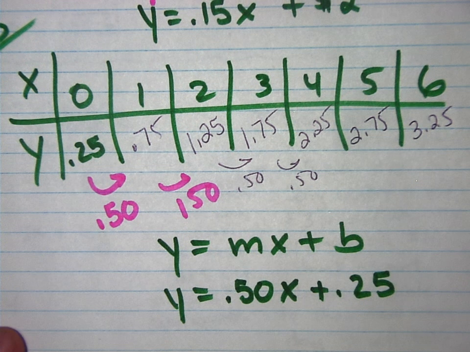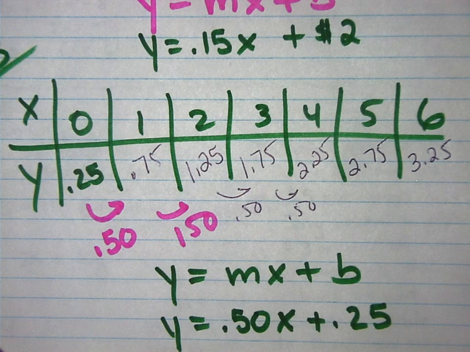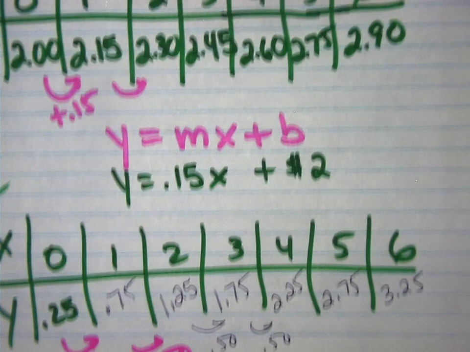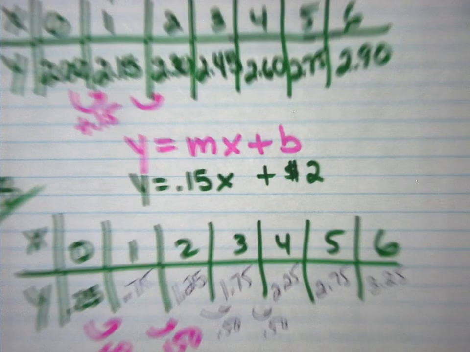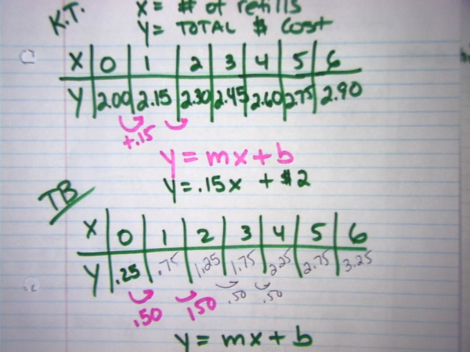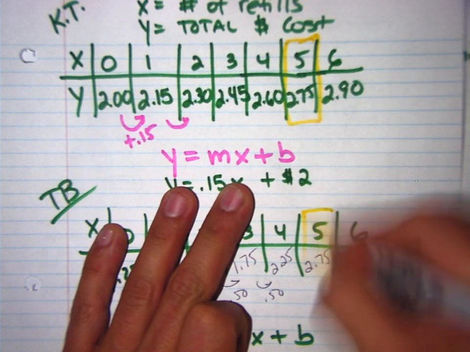So the question says, how many refills will it take for it to cost the same at both restaurants? Look at it. When will it cost the same? How many drinks? 275. How many refills? 5. So if you look at it, it's right here. They're the same.